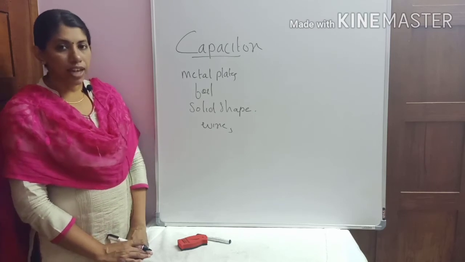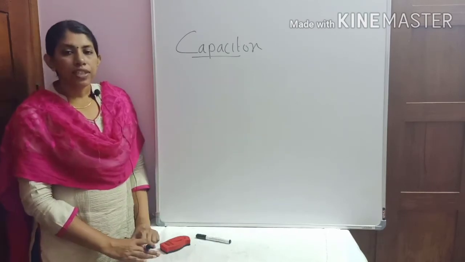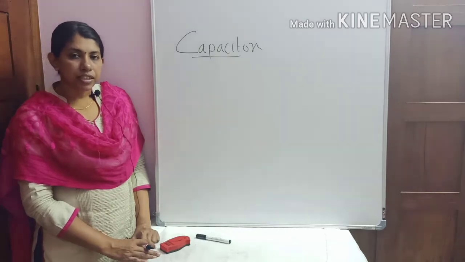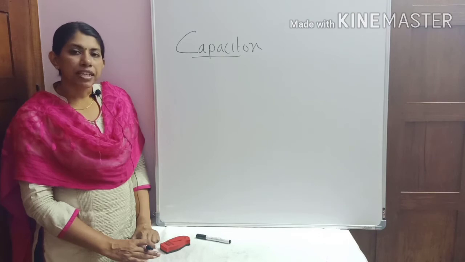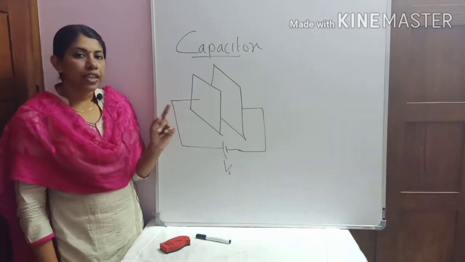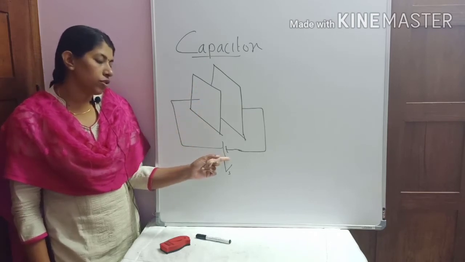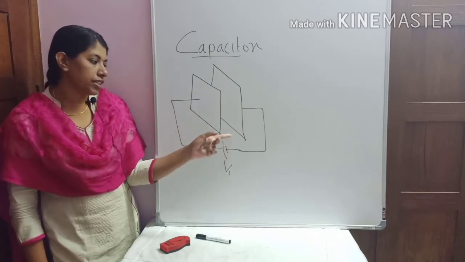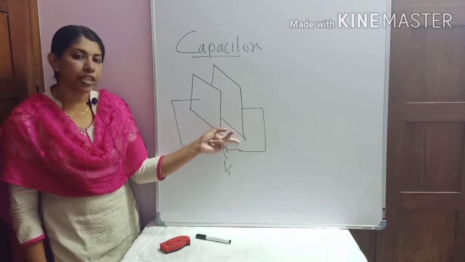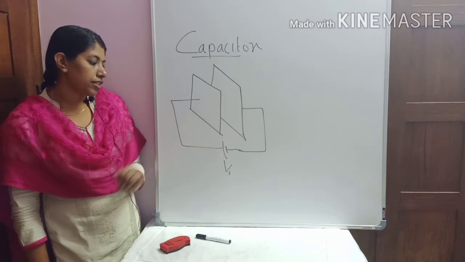Now we will see how a capacitor stores charges. We know that like an inductor, a capacitor is also an energy storing device. So let us see how a capacitor stores energy inside it. Here consider two conducting surfaces connected to an external voltage supply, and these conducting surfaces are separated by a small distance d. So what actually happens when you connect it to an external source?